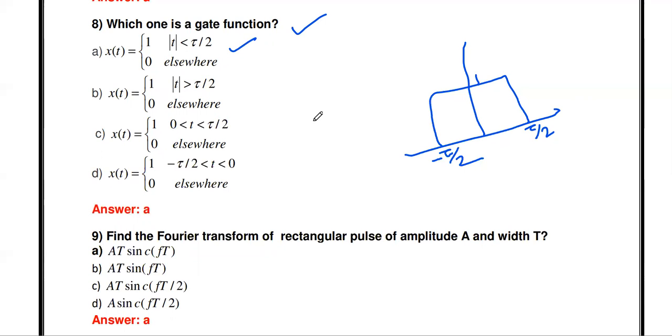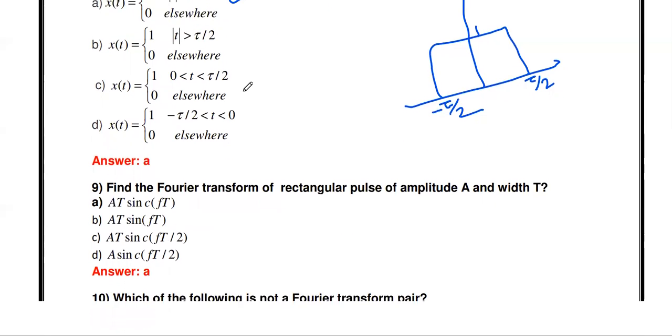And the second one is the opposite version of the signal. It is wrong. X of t equal to 1 for 0 to tau by 2, so only this duration is available. Okay, that is not a gate function. Gate function means it is symmetric, minus tau by 2 to tau by 2, where the amplitude is 1. It's called a gate function. Okay.